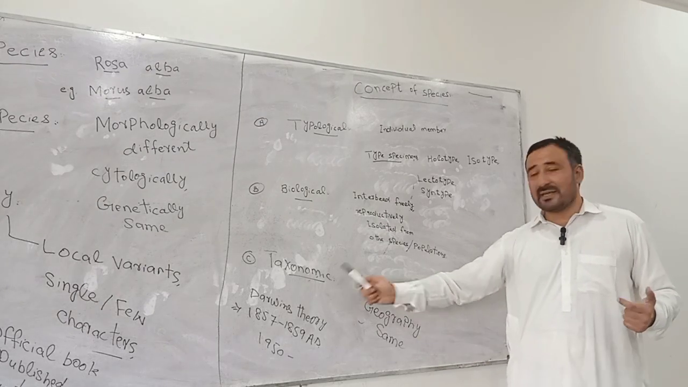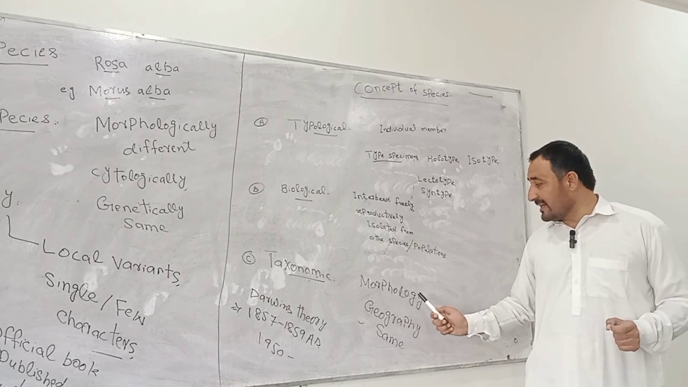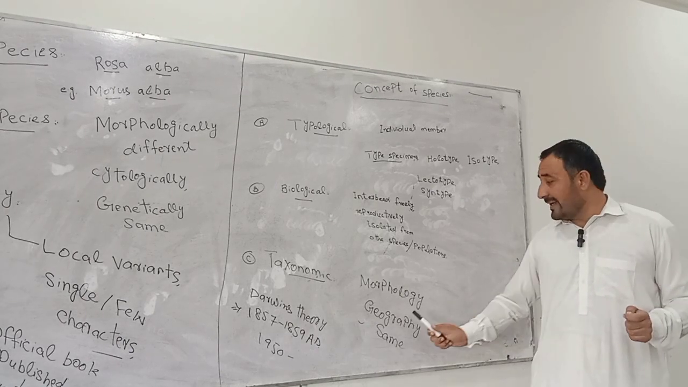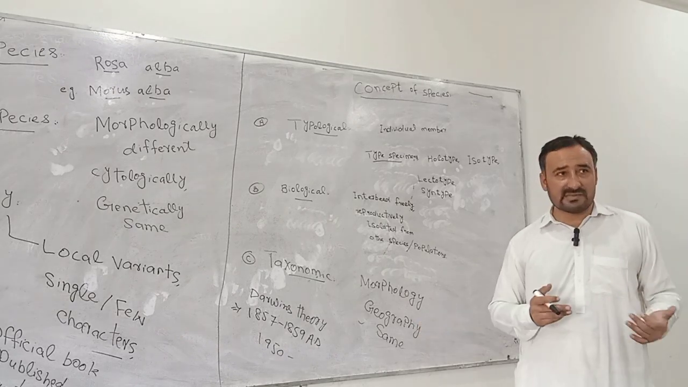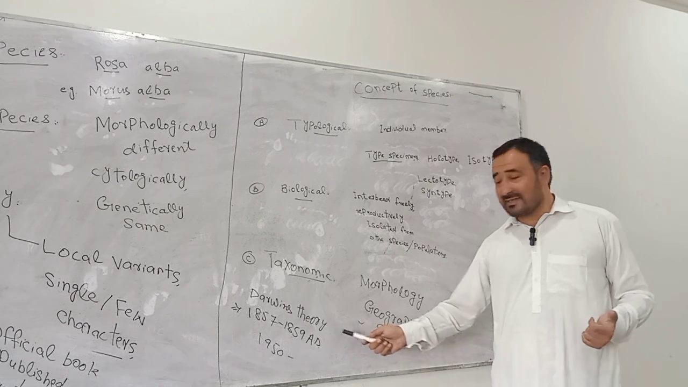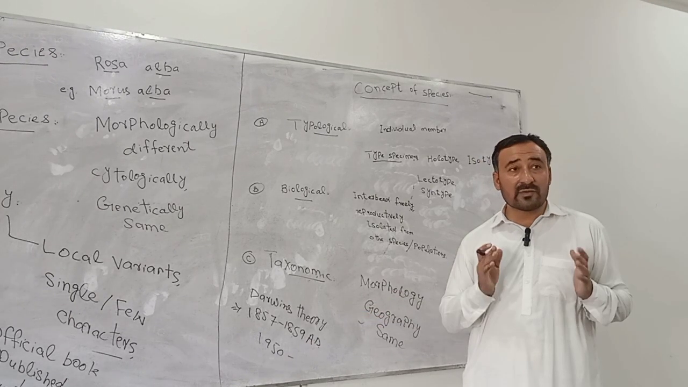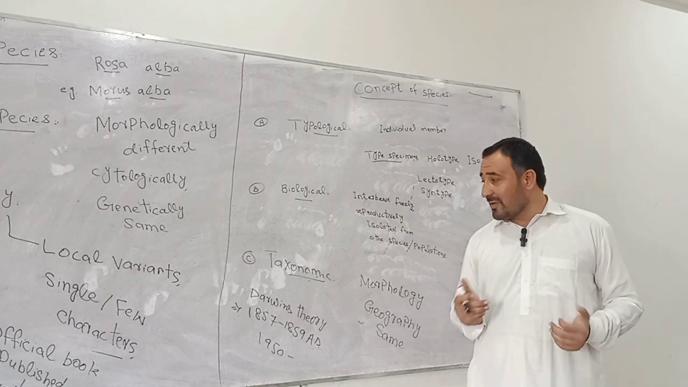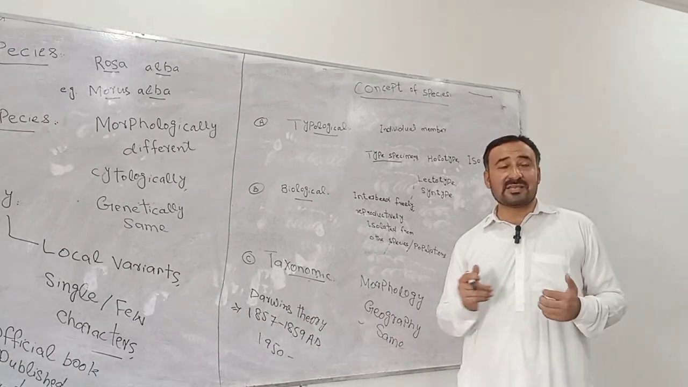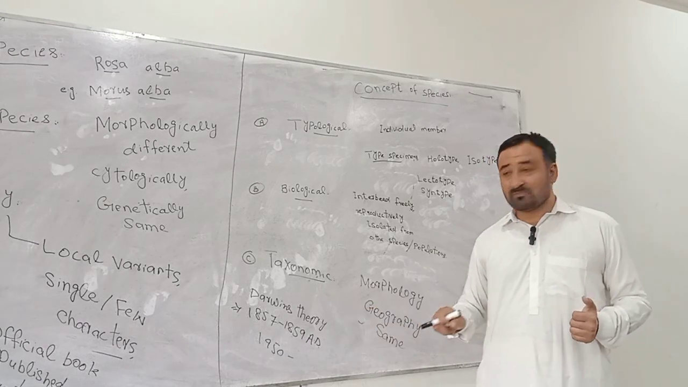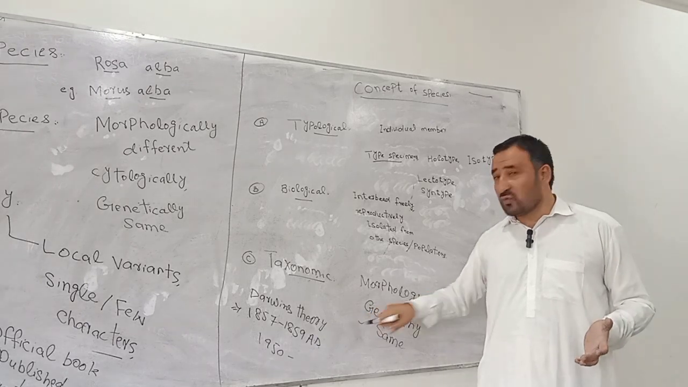Therefore this concept is also known as the morphological species concept. Okay, because their morphology is the same. Okay, it is also known as the geographical species concept because the geography of those species is also the same. This species concept was developed during the evolution of Darwin's theory. Okay, when Darwin proposed his theory in 1857, at that time this species concept was followed by many botanists. Okay, and it was well recognized.